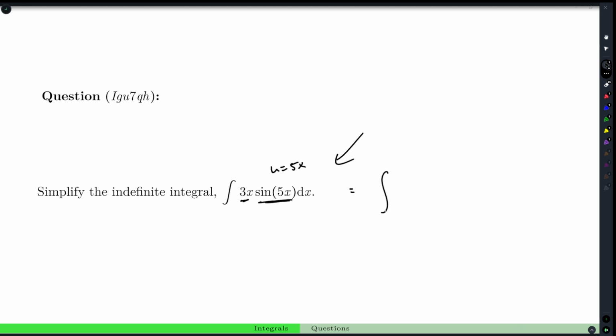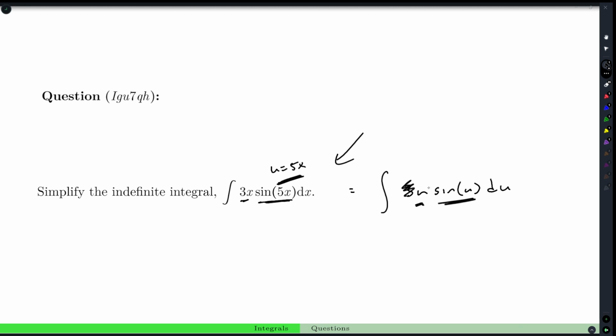If, and this is just off the top of my head, you let u be 5x, you will manage to change this to, I think, 3u sine u. It might be over 5 or 25 or something like that, but it's not really going to help you out a whole lot, because whatever it is, you're going to get a u times a sine u and then some constant work. Again, try it out for yourself. I'm not going to do it here.